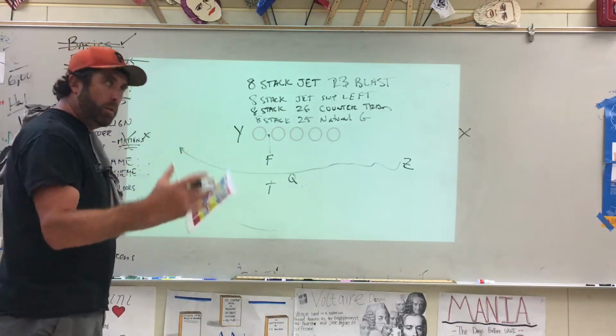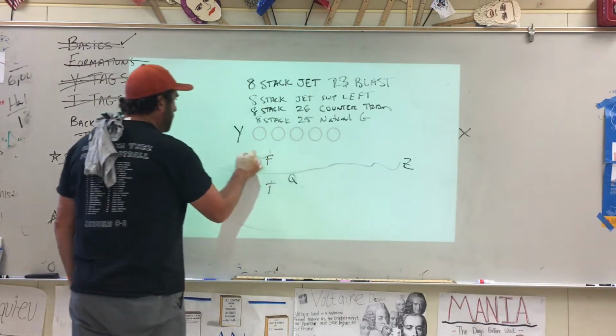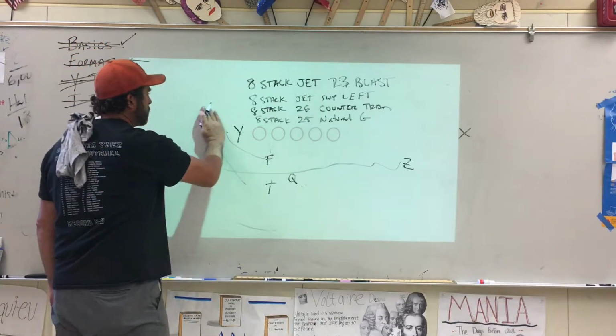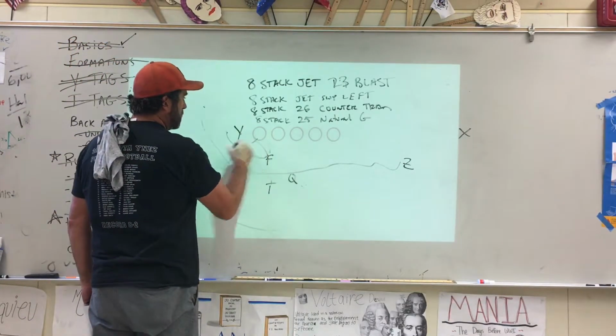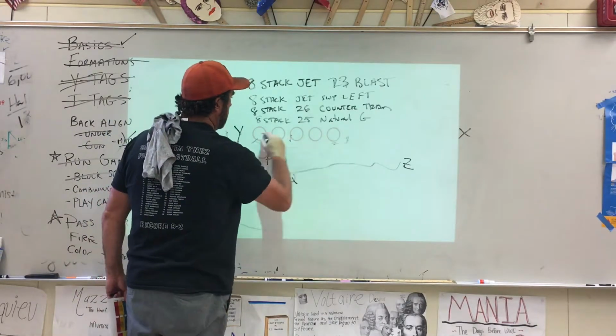Right? Maybe we see something, getting those guys flowing. All right? We got 8 stack jet, sweep left. We hand it off. All right? We can go 8 stack jet, 26 counter trap. He's already in a great position. He takes a step and then back to the counter. All right?